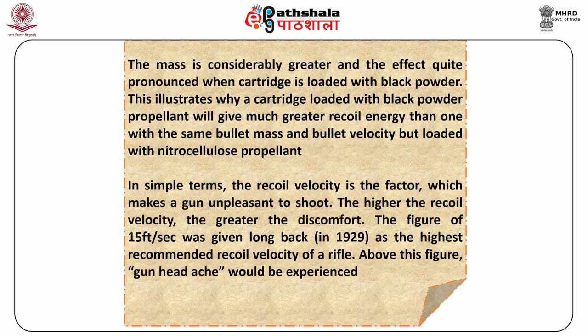In simple terms, the recoil velocity is the factor which makes a gun unpleasant to shoot. The higher the recoil velocity, the greater the discomfort. The figure of 15 feet per second was given long back in 1929 as the highest recommended recoil velocity of a rifle. Above this figure, gun headache would be experienced.